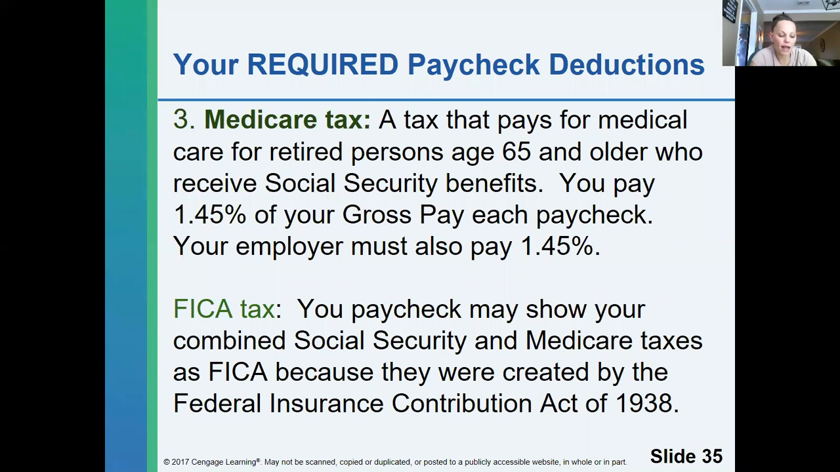The FICA tax. So your paycheck may show combined Social Security and Medicare taxes as FICA because they were created by the Federal Insurance Contribution Act of 1938. So again, your paycheck may show Social Security and Medicare separate, or it could just show FICA, which is them combined, which would be 7.65%, adding the two.